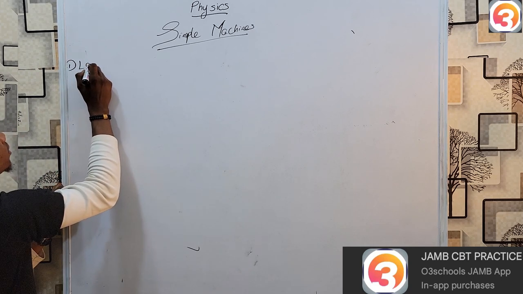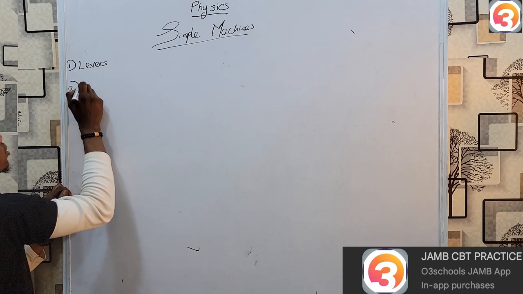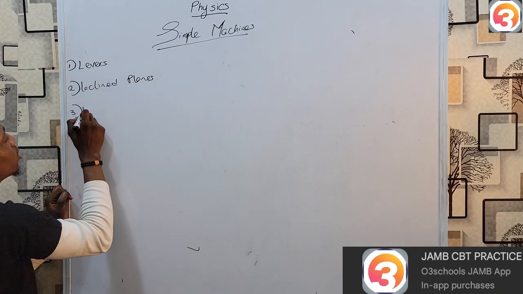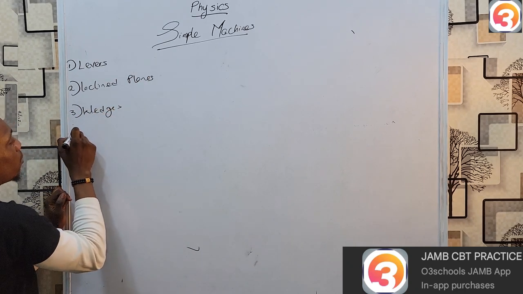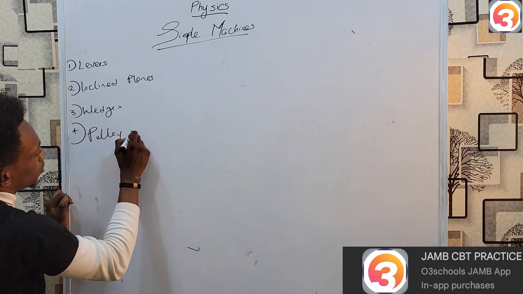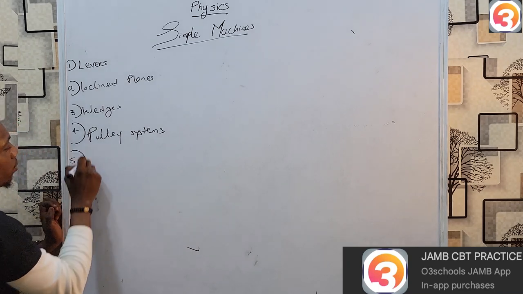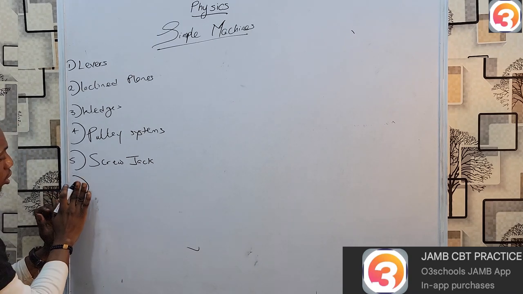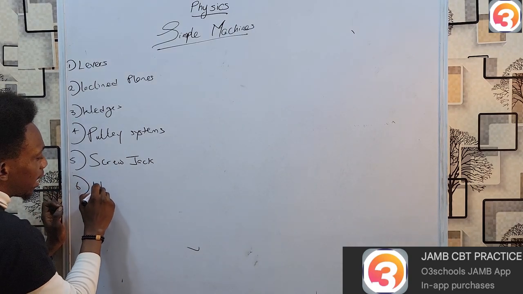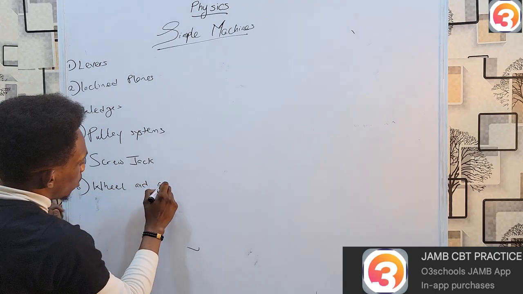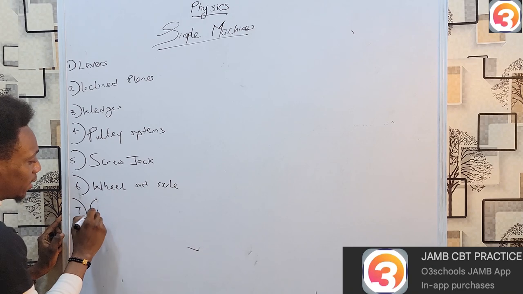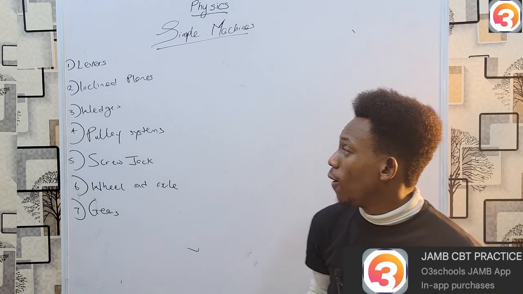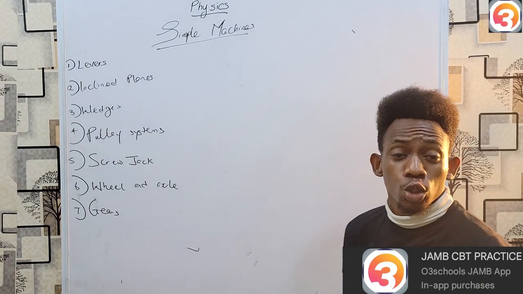We have the levers, we have the inclined planes, we have the wedges, we have the pulley systems, we have the screw jacks. We also have, sorry, this is now number six, the wheel and axle. And we have the gears. Let's describe each of them and then we shall look at their velocity ratio. I'm going bottom to top, shall we?